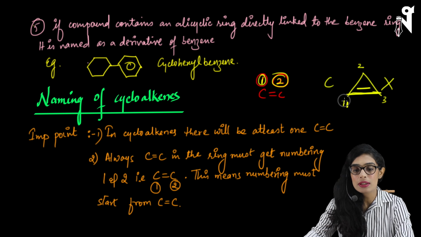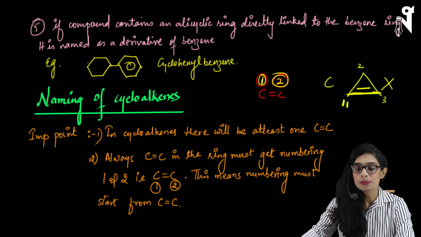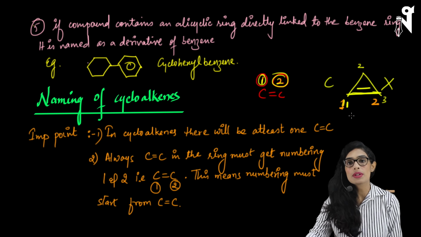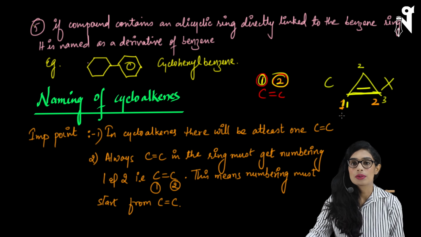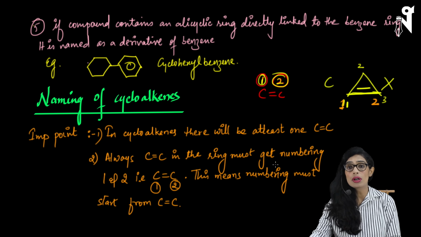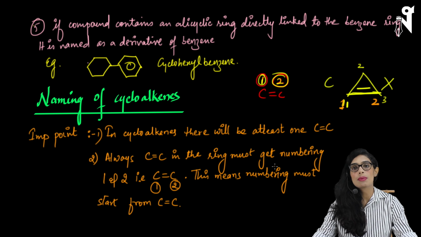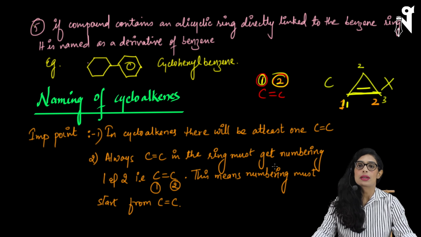This will always be one number for this. I'm sorry, let me write with a different color. So one number for this and two number for this. Basically, wherever the double bond exists, those two carbons will get positions 1 and 2. Okay, so that's very important. This point is very important. We will be discussing this point later on and we'll be applying it everywhere whenever we talk about the naming and numbering of the cycloalkenes.